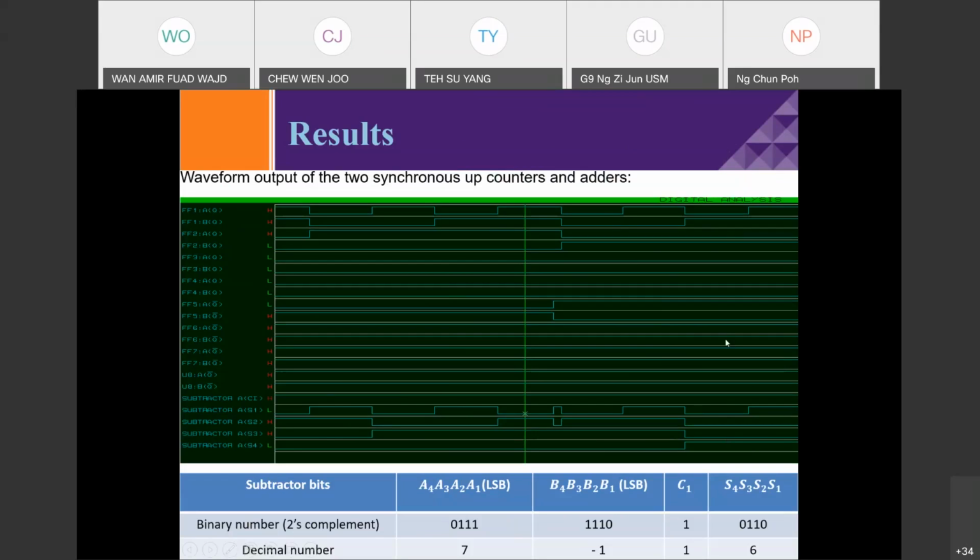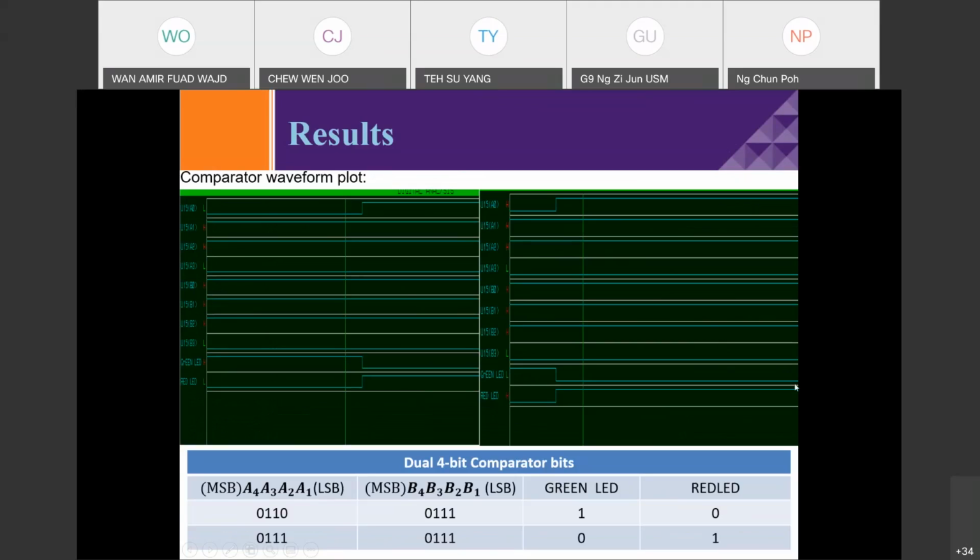Okay, and next. This is our result for the comparator. So for the comparator, as we can see here, when there are 6 people still inside the facility, this green LED will still light up. But after one more person enters, which will make the total number 7, the red LED will then light up and the green LED will turn off. So this will warn people to not enter the facility anymore. Okay, next.